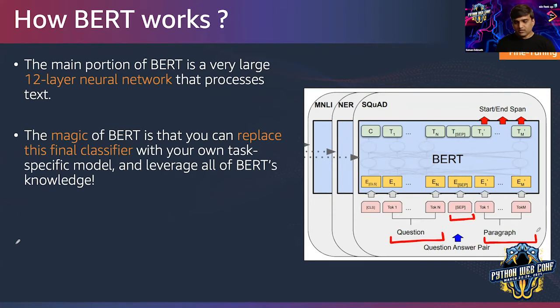Now, the problem that we are trying to solve is we need to figure out whether the question can be answered, or whether the answer of this question lies inside that paragraph or not, right? So that is the problem that we are trying to solve. And we can always use the pre-trained model, and we can just fine tune it. Now, what do we mean by fine tuning?